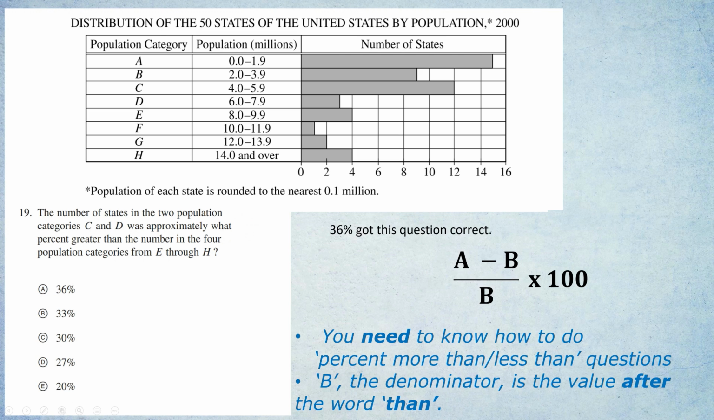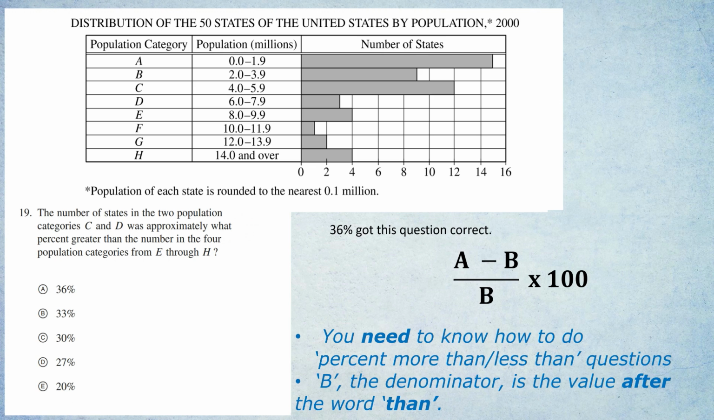This question is much harder, and only 36% of students got this question correct. It is a percent more than or percent less than question, and so few students are confident with this. Now you've got the formula on screen, but if you want, you can try to do the question yourself using your own method. But only 36% of students got this question correct. If you've done that, or you just want to hear my explanation, here it is.